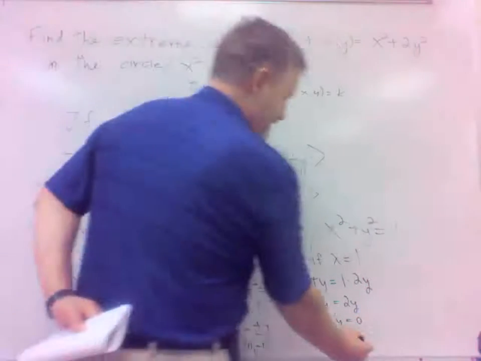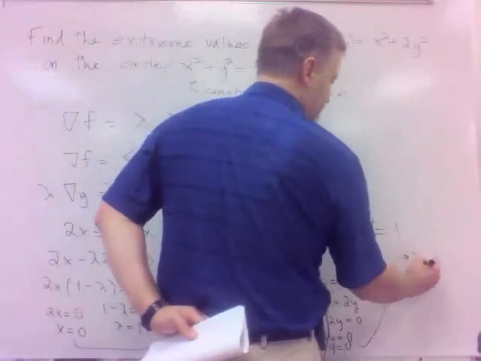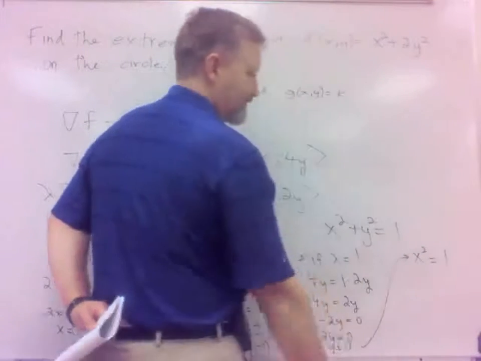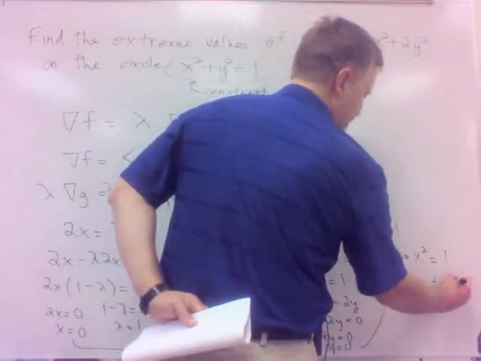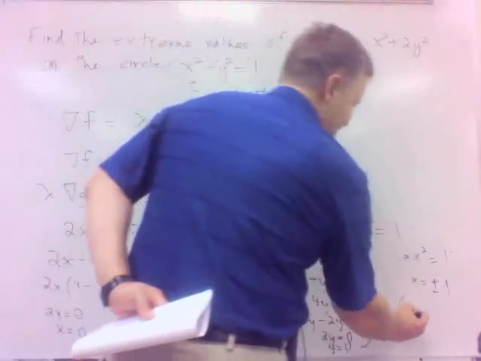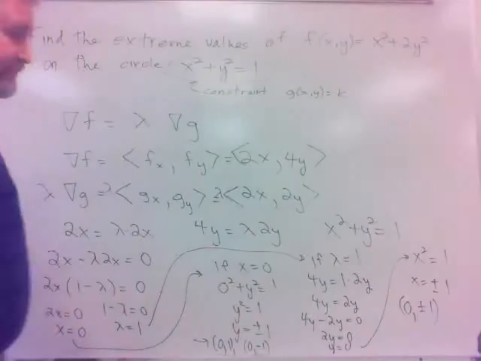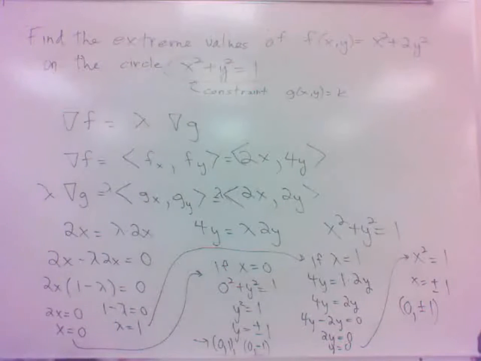So let's plug that into our x squared plus y squared equals 1. So we get x squared equals 1, so x is plus or minus 1. So we get, not terribly interesting points, but we also get 0, plus or minus 1. So that's where our extreme values are going to occur, or could occur.